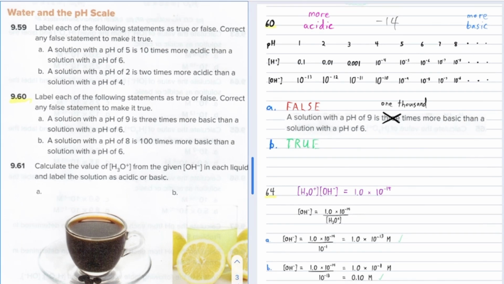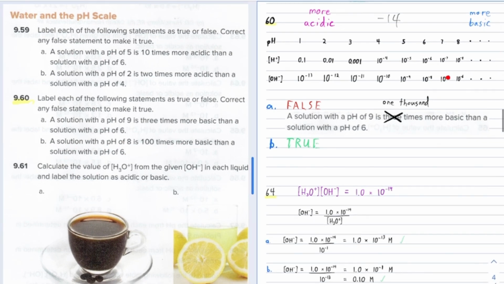What's part B? A solution with pH 8 is 100 times more basic than a solution with pH 6? Yes, that's correct. When you're comparing these two, this is 2 places away from that one. So pH 7 is 10 times more basic than pH 6. pH 8 is 100 times more basic than pH 6. So we're looking at the hydroxide concentration now. So that one was true.